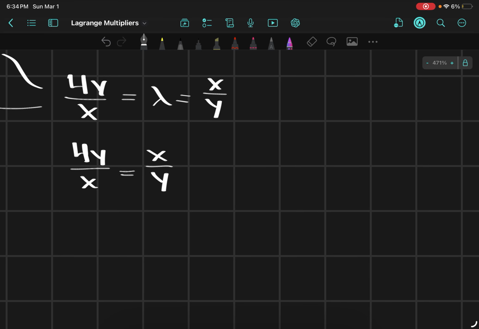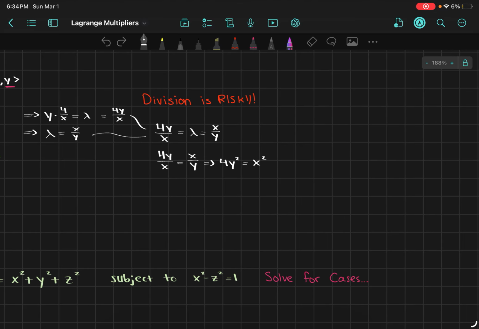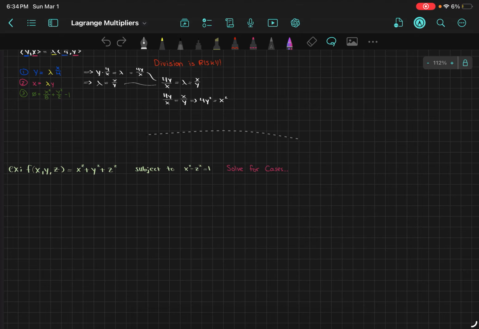Well, let's just go ahead and multiply this out. We're going to have 4y squared is equal to x squared. Take the square root of both sides. Actually, let's move this down here.